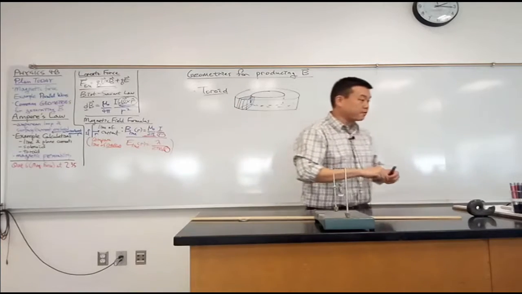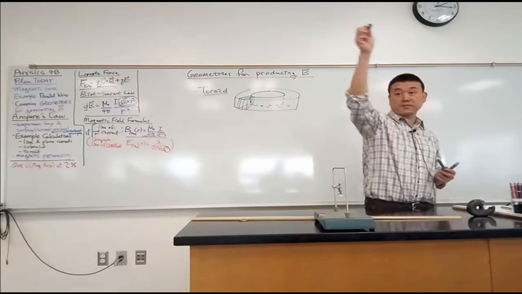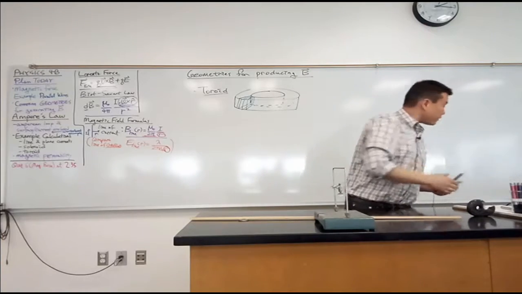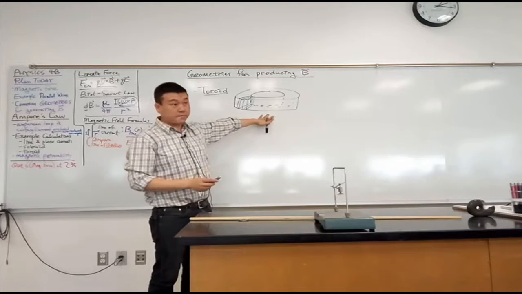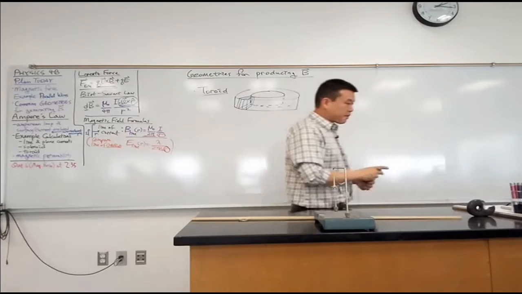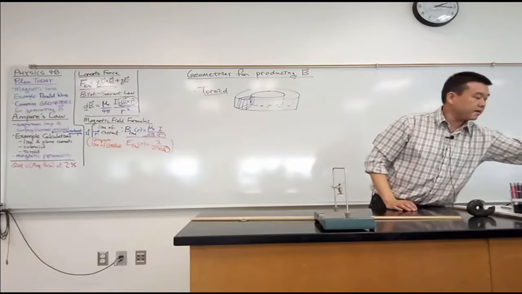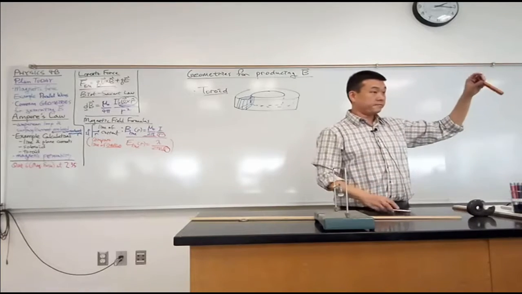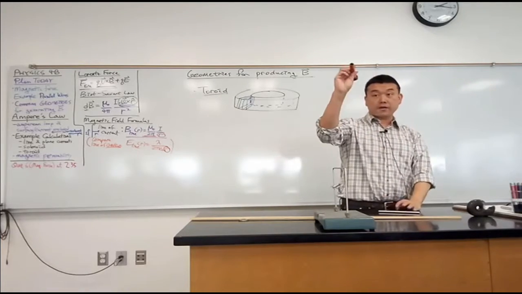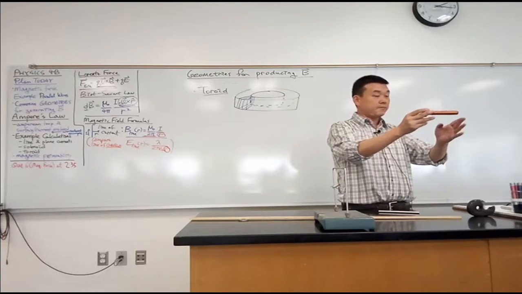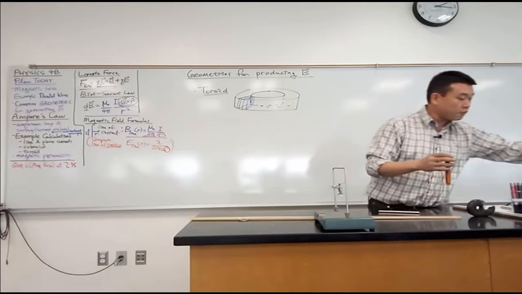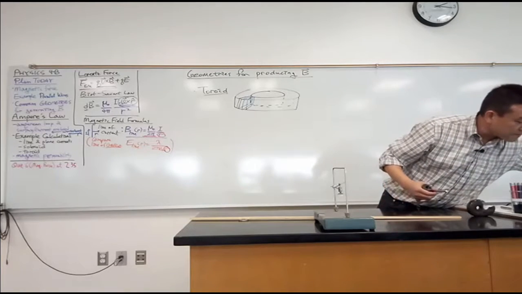So everyone saw the toroid? Have a mental image of what this looks like. This toroid is one practical geometry. The second practical geometry is what we call the solenoid. It's like a coil of wire, except you space it out uniformly and make it over a length. This is one setup that can produce magnetic field.